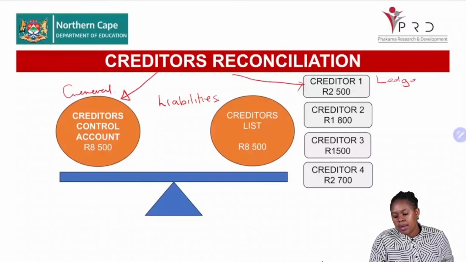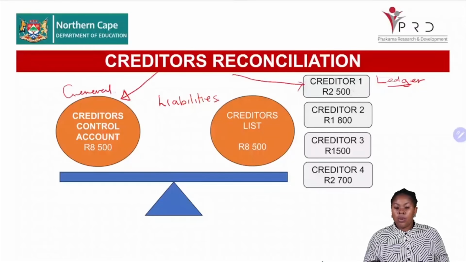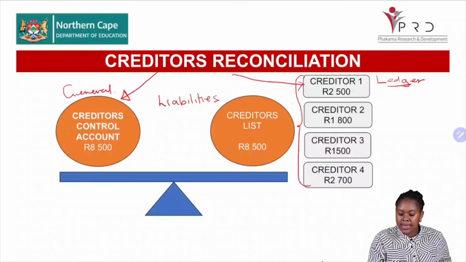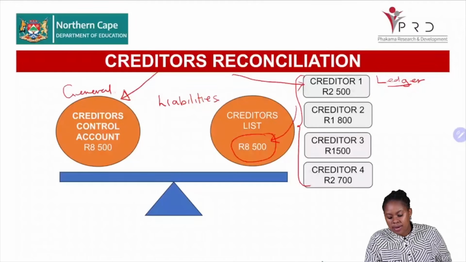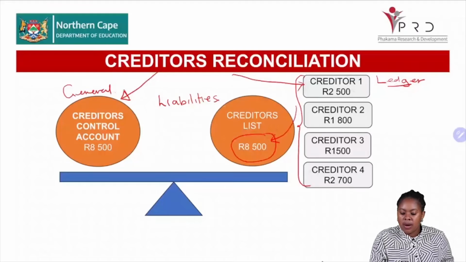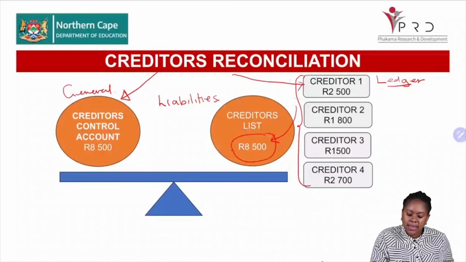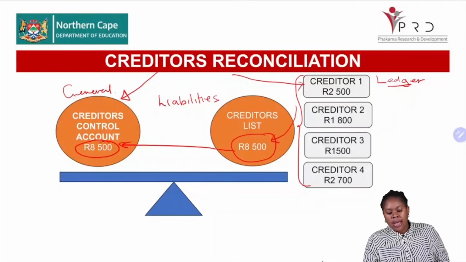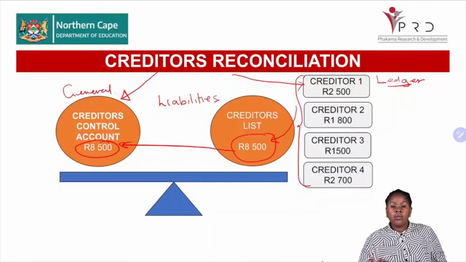Okay, so individual creditors, are we fine? Then once we've recorded all the transactions, we total all the creditors, and they will give us the balance of 8,500. Now, this balance of the creditors list, which is all the creditors, must be the same as the balance of our creditors control. Then we will know that all the information was accurately recorded.